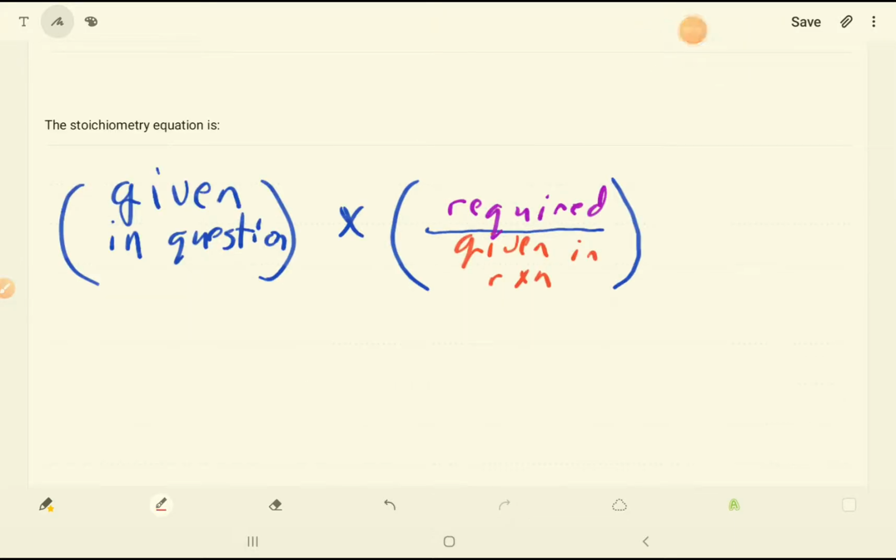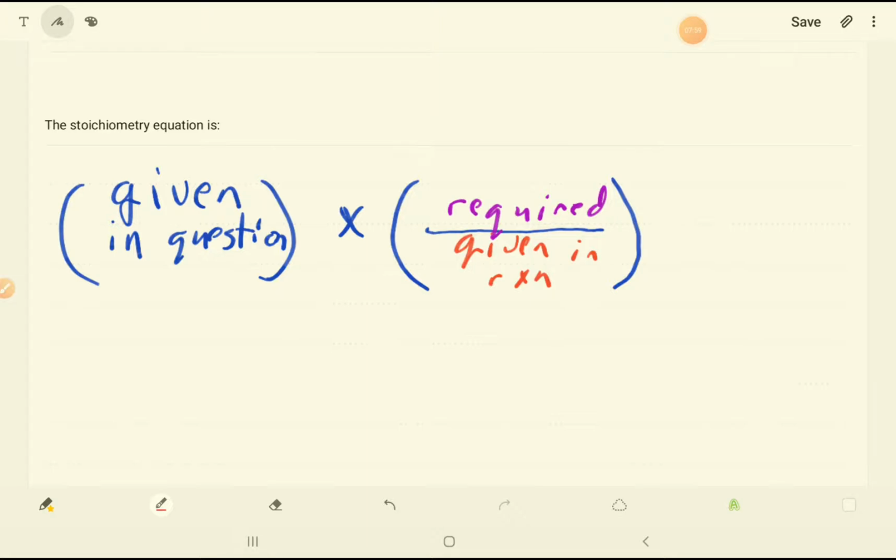So in order to predict how much you need of a reactant or how much product you're going to produce, once we have changed the amount in the lab setting with reference to the balanced reaction, we're going to use this equation. The stoichiometry equation starts with the given in the question. So when we tell you, for example, 2 moles of chlorine is reacted with sodium, well, that 2 moles is the given. It's the information that they're giving you as you read through the question. So given in question multiplied by the required.